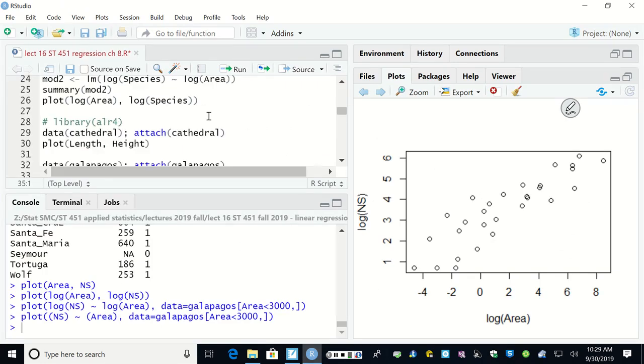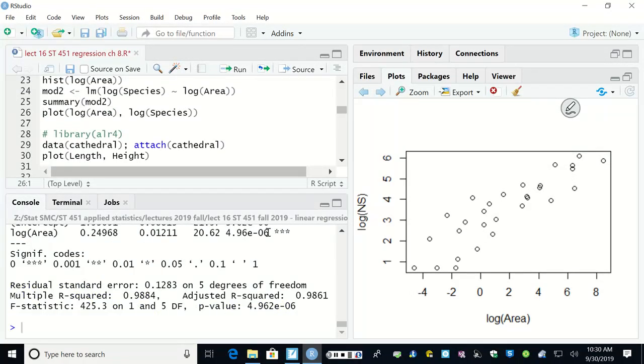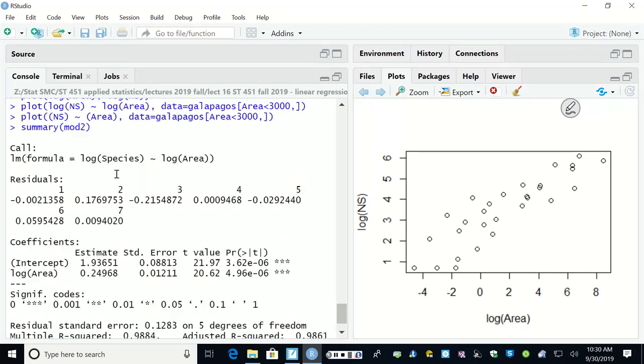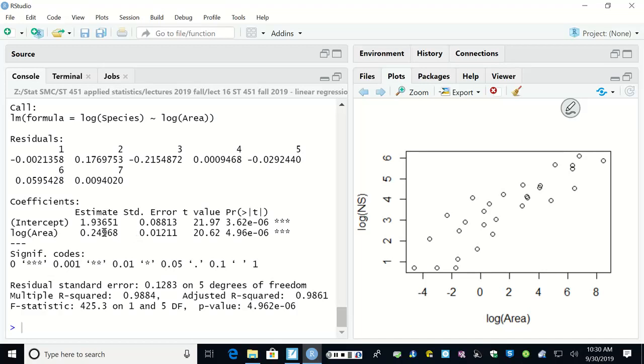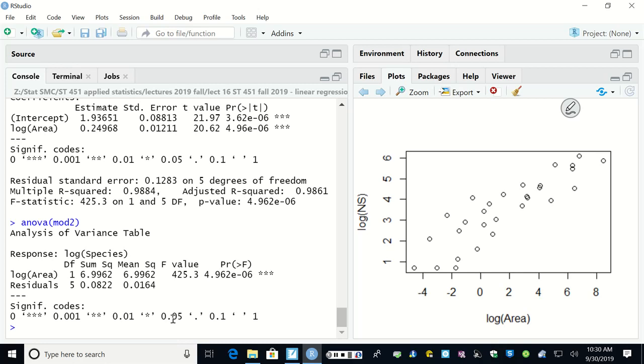So in all of these examples with the summaries, right, here's this log of the species. This is our summary of that, as well as the formula, the intercept and slope, standard errors, and p-values, with a highly significant regression. If I change this to ANOVA, the anova command applied to a model object from lm gives us this ANOVA table.